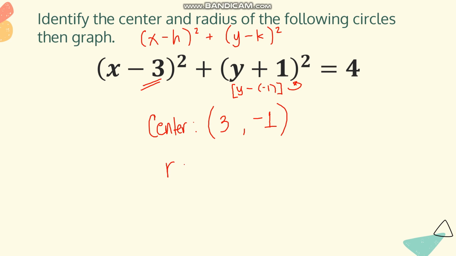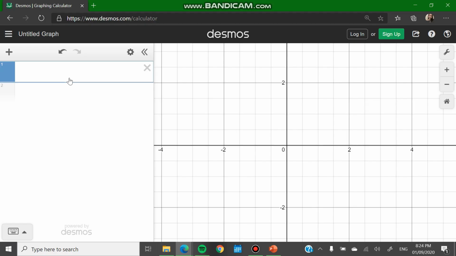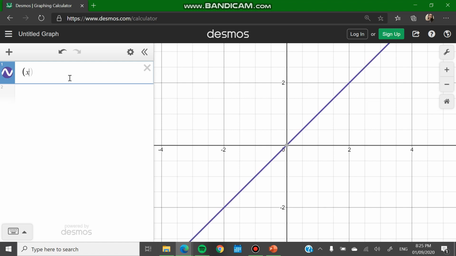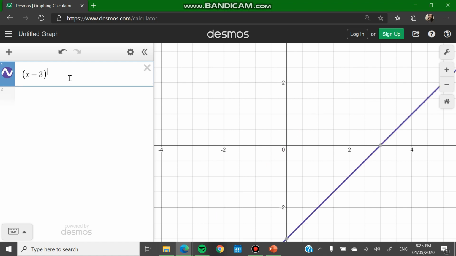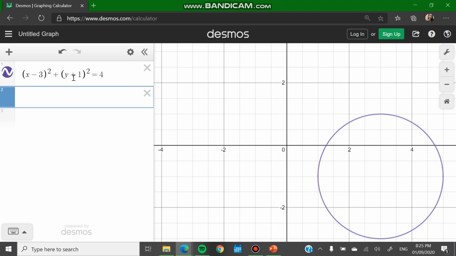And then for the radius, since we have 4 here, that means we can rewrite this as 2 squared. Therefore, the radius is equal to 2. So the center is (3, negative 1) and the radius is 2. Now, let's again graph using Desmos. Let's type x minus 3 squared plus y plus 1 squared equals 4. So there you go.